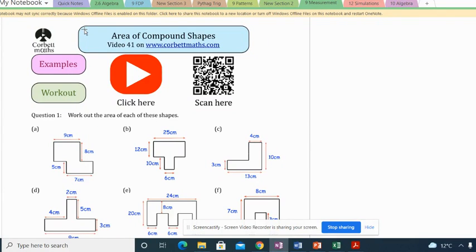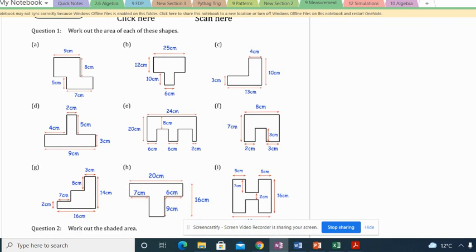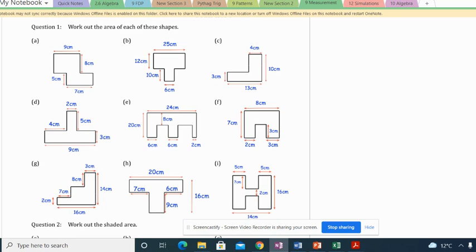Hi Year Nines, in this video we're just going to go over a little bit around finding the area of compound shapes. So if we look at these shapes here, now compound shapes are essentially shapes that don't fit into the categories of rectangle, triangle, trapezium or anything like that, but they're typically a combination of shapes.